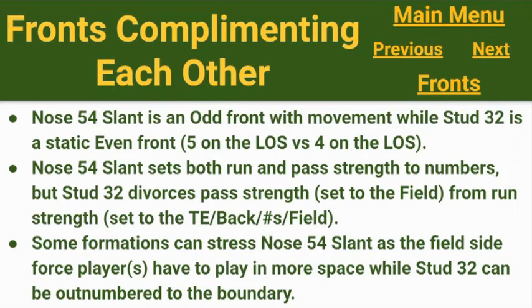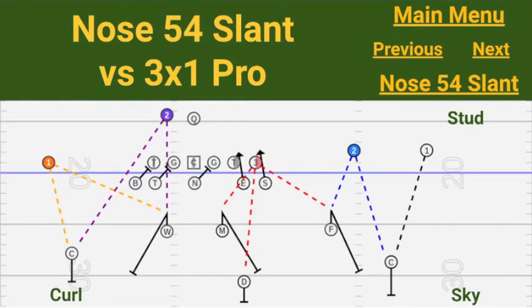Some formations can stress nose 54 slant as the field side force players have to play in more space, while stud 32 can be outnumbered to the boundary. The first example of how nose 54 slant and stud 32 complement each other is a 3x1 pro or tray set, whatever you want to call the formation.